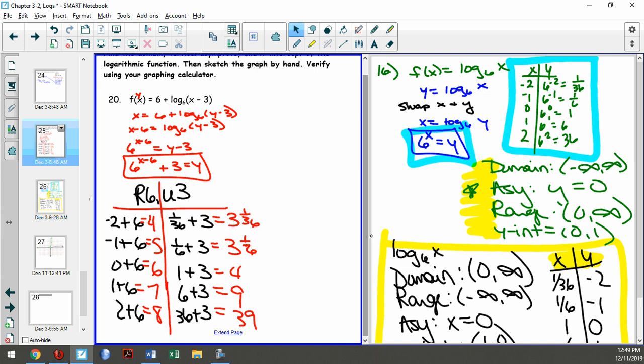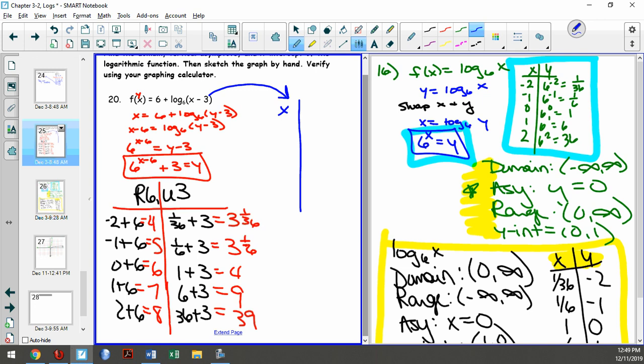So the ordered pairs that I would be graphing for my logarithm, I swap it. 3 and 1/36 goes with 4. 3 and 1/6 goes with 5. 4 goes to 6. 9 goes to 7. And 39 goes to 8. Those are the ordered pairs that you would be graphing. Does that make sense?